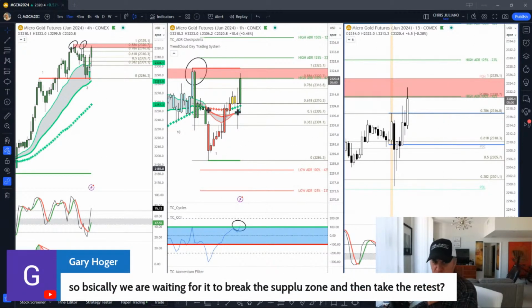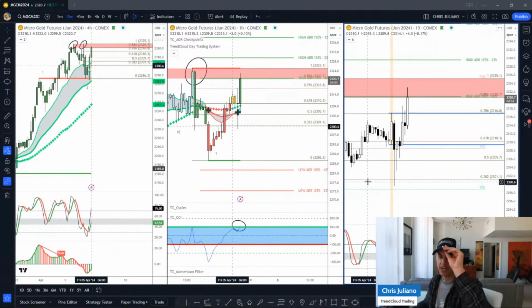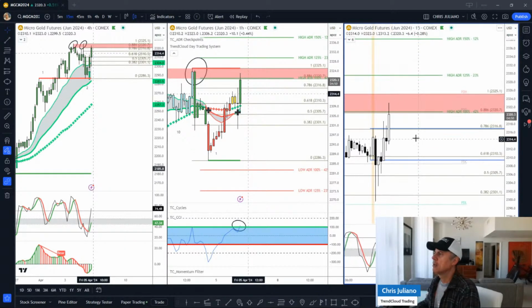Yes. So basically we are waiting for it to break the supply zone and then take the retest. That's right, Gary. You got it. You're right on the money.